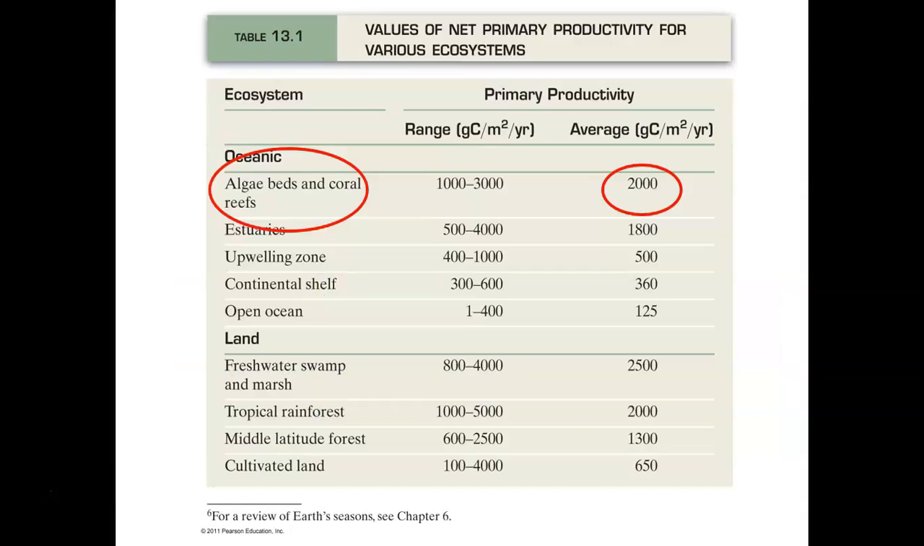Okay. So I showed you this table previously when we were talking about primary productivity in the oceans, and I wanted to highlight the fact that algae beds, which coral reefs are algae beds, and kelp forests are algae beds, and coral reefs are the highest productivity environments in the ocean, and they can also be higher productivity environments than swamps, marshes, or rainforests even.